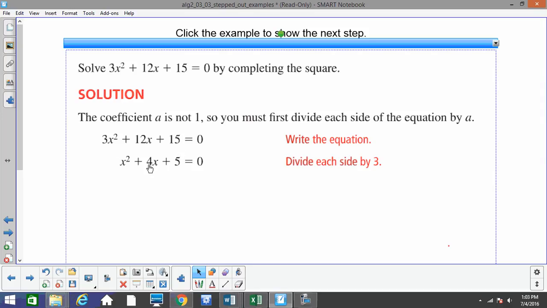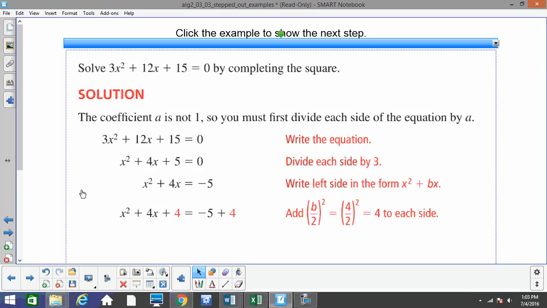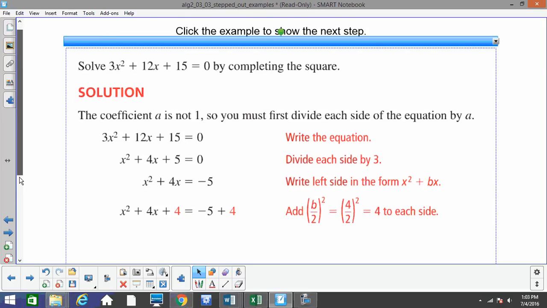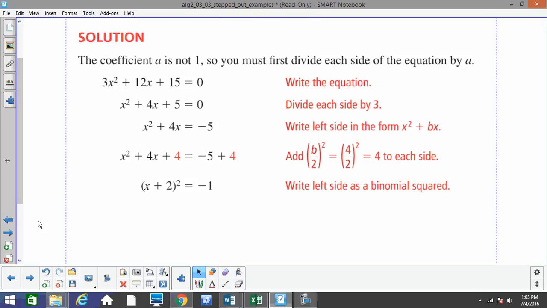So you've got x squared plus 4x plus 5. Now we can handle that. Subtract 5. Figure out what you're going to have to add to both sides to make that a perfect square trinomial, which is 4. Factor it. (x plus 2) quantity squared equals -1.